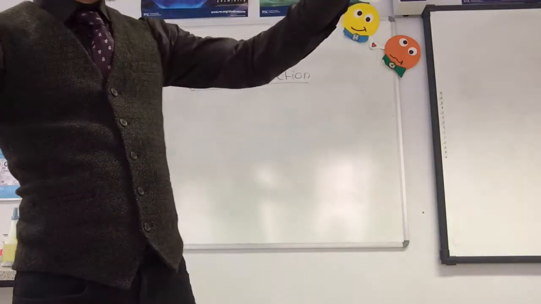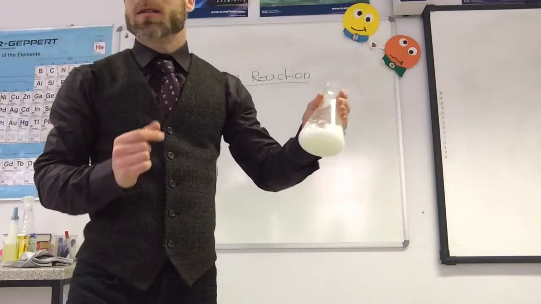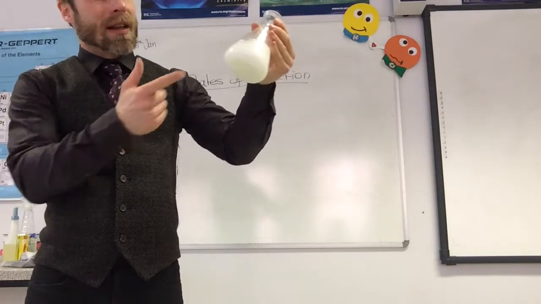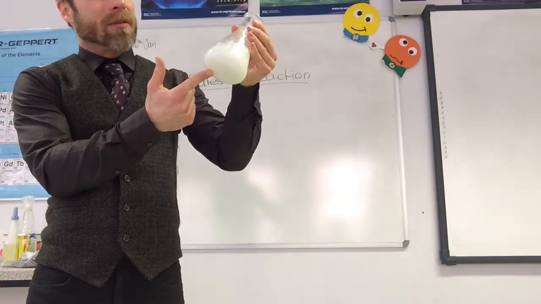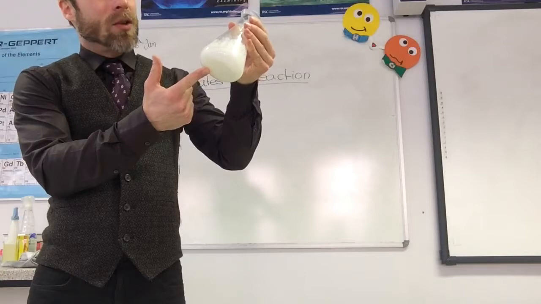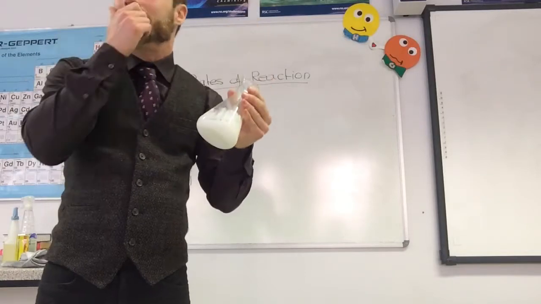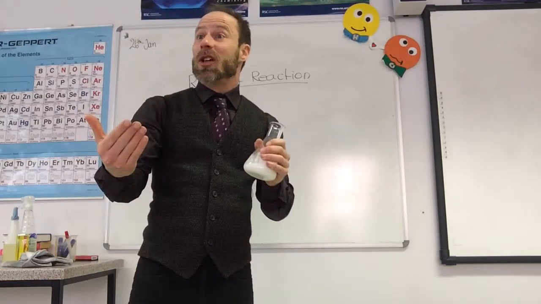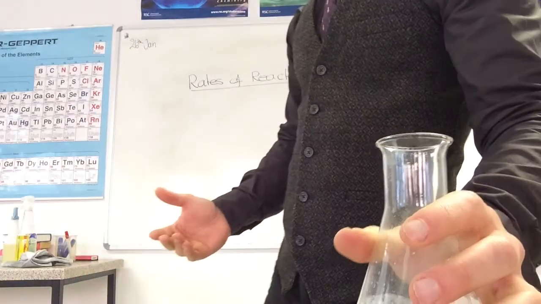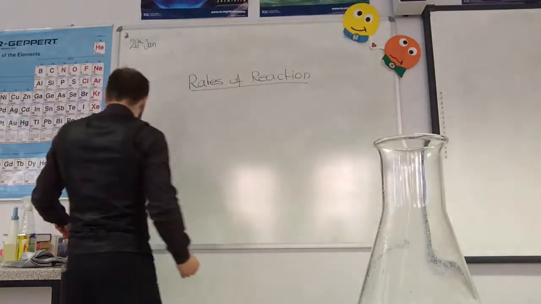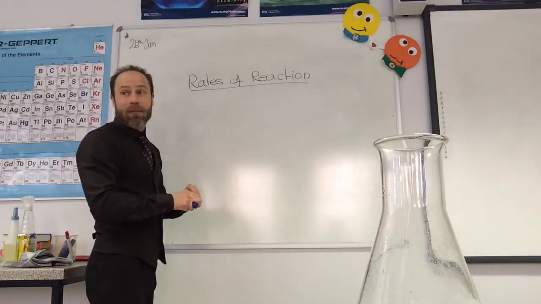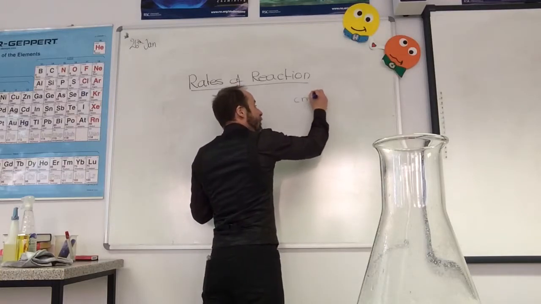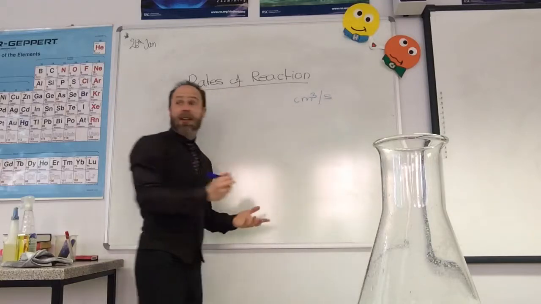There we go. Can you hear the fizzing? That's quite a fast reaction. How could I measure the speed of that reaction here? The amount of gas. Brilliant. I can measure how much gas is given off in a certain time. So if I did that, what would my units be? My units would be maybe centimetres cubed of gas per second.